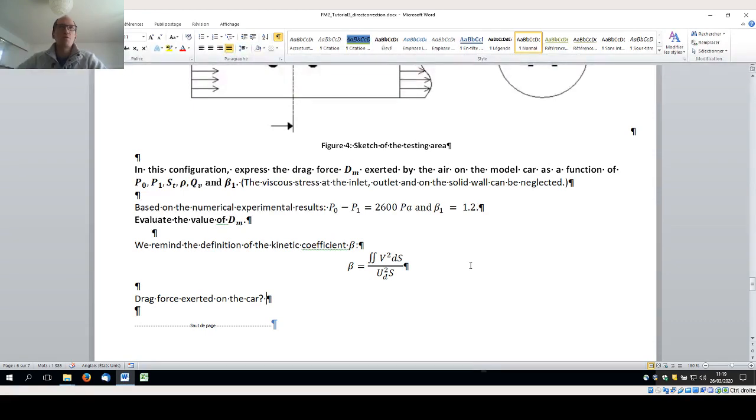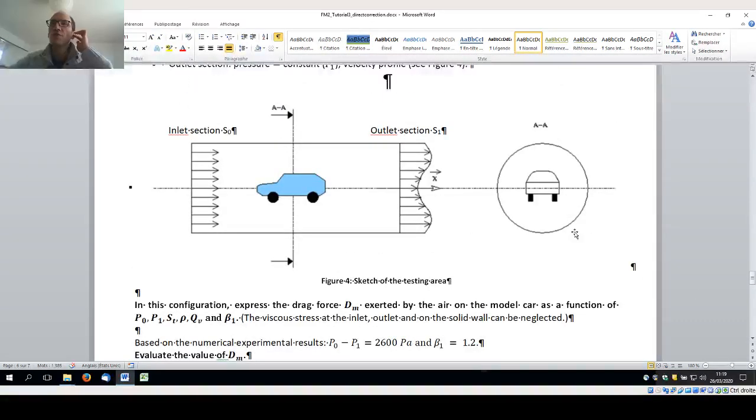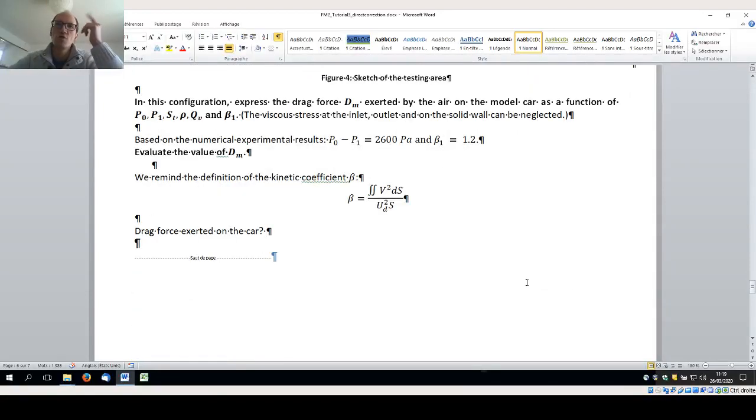So when you are looking in this configuration for a force exerted on an object, what you should think about, it should ring a bell, is momentum balance. Especially that here it is said that we are looking for it as a function of information in inlet, outlet, on the surface and kinetic coefficient.